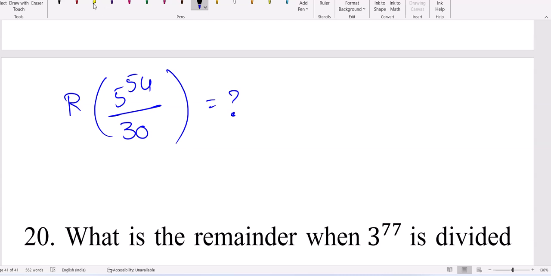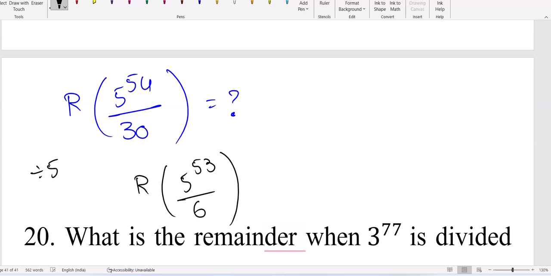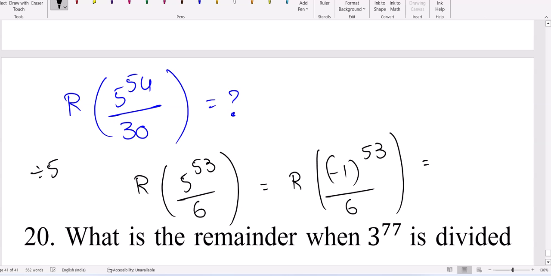I'll show you, already solved with one method. I'll use that method also. Here, numerator and denominator both can be divided by 5. Then, in the answer I have to multiply by 5. When you divide by 5, you know what will happen? The numerator is 5 power 53, the denominator will be 6. 5 cannot be divided by 6. What can you put? Remainder as minus 1. You can keep the negative remainder concept. So minus 1 power 53 is nothing but minus 1. Minus 1 cannot be divided by 6, but we have to say the remainder is 5.